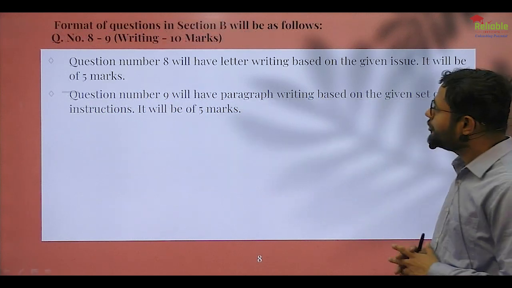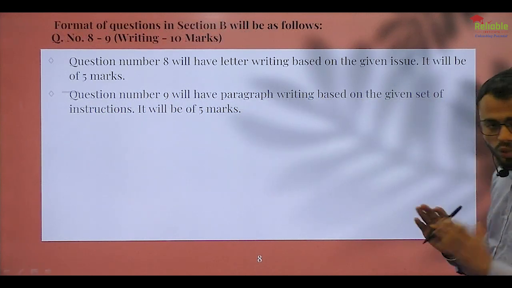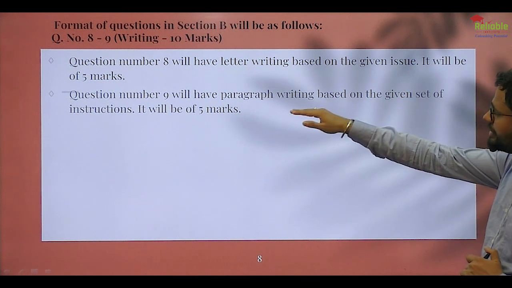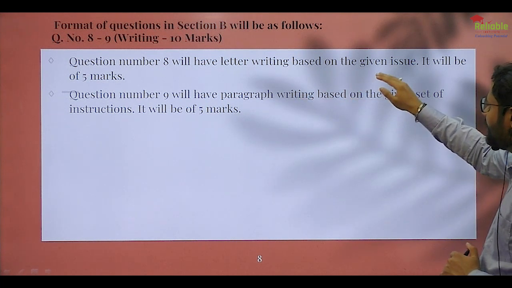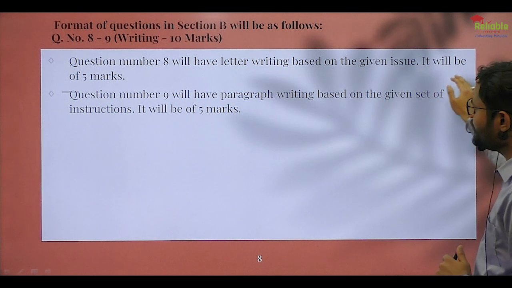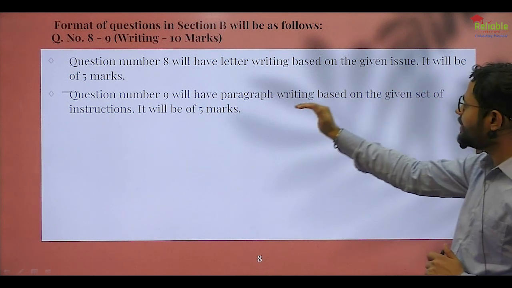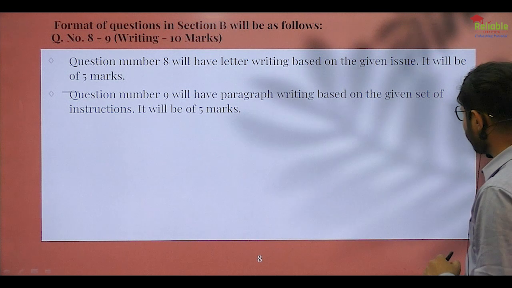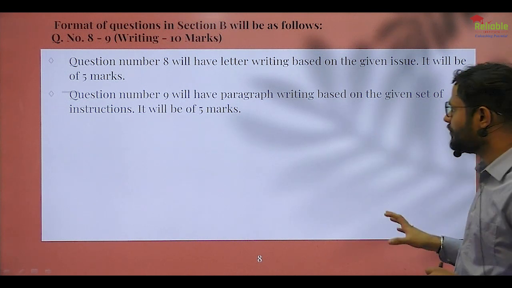Okay, then question number 8 to 9. Question number 8 will have letter writing based on a given issue. It will be of 5 marks. And question number 9 will have paragraph writing based on the given set of instructions. It will be of 5 marks.